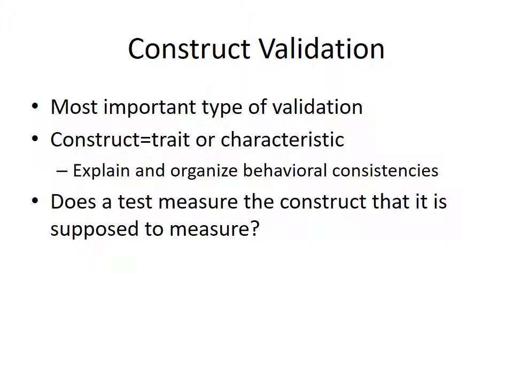So construct validity is the most important type of validity, especially from a scientific model. A construct is a trait or characteristic, and it is used to explain organizational and behavioral consistencies within an organization. Does a test measure the construct that it's supposed to measure? That's the question construct validity is asking. Construct validity is not asking, does it look like it measures what it's measuring? That's content validity. Construct validity is not asking whether or not it predicts what we expected it to measure. That's, again, that second type of validity. Construct validity is a summation of all three and an extension of those.